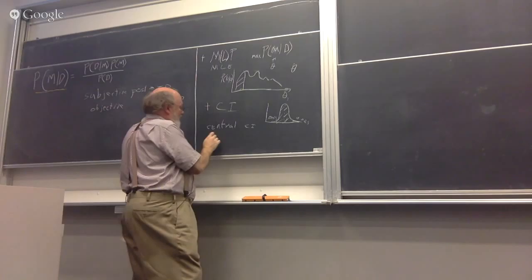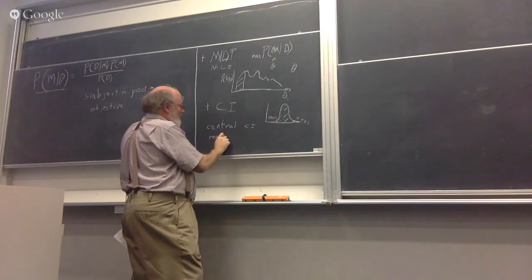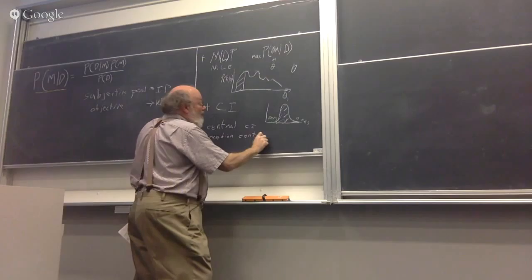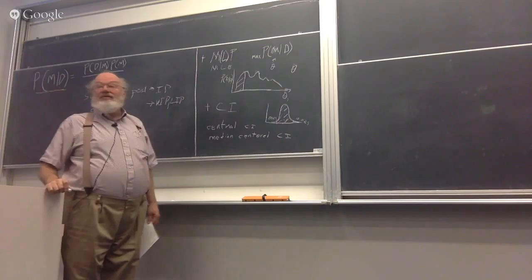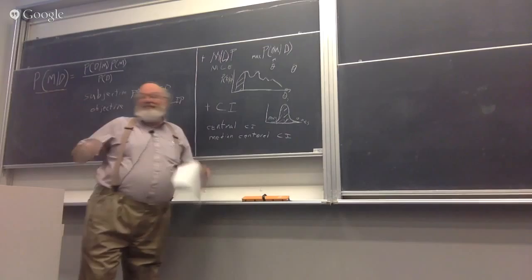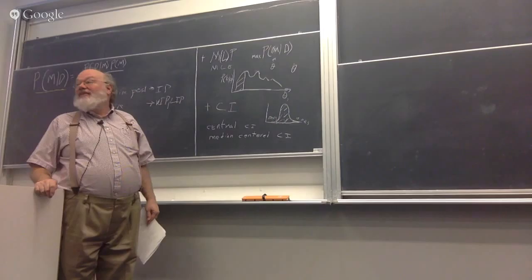There's also called the median-centered confidence interval, which is to say I go to the 50th percentile point of this distribution and then take 40% or 47.5% or whatever on each side of that. That, by definition, is going to be possible.